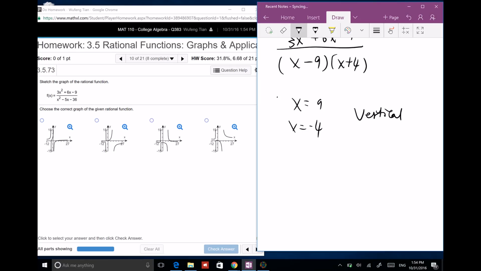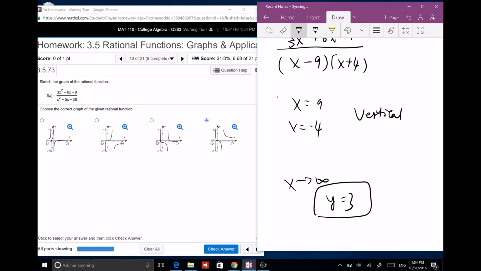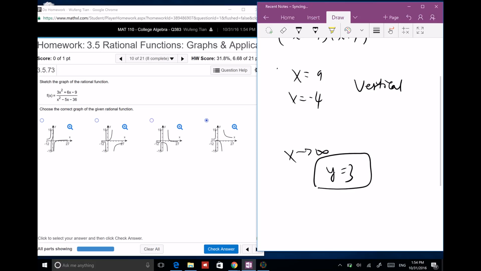And then for the horizontal asymptote, as x goes to infinity, y equals 3. And we have horizontal asymptote y equals 3. This is not right. The horizontal asymptote is going to be D. You only have this one with a horizontal asymptote at y equals 3, as x goes to infinity, 3. You can check it's 3. You divide everything by x squared.